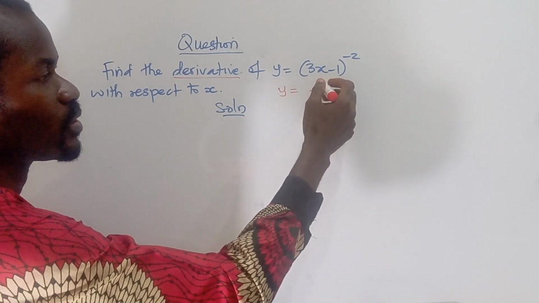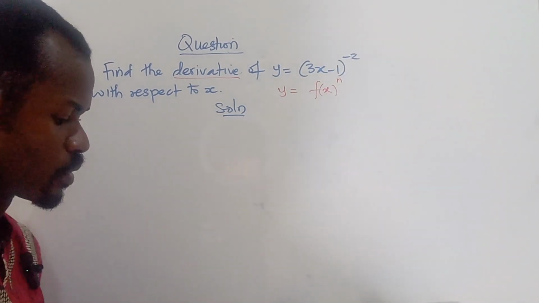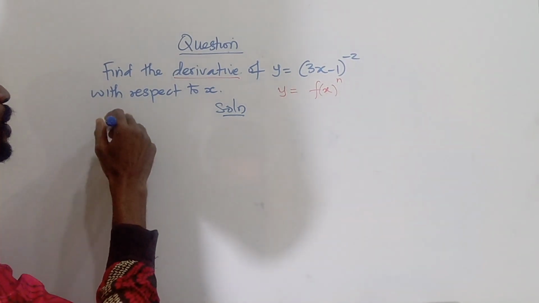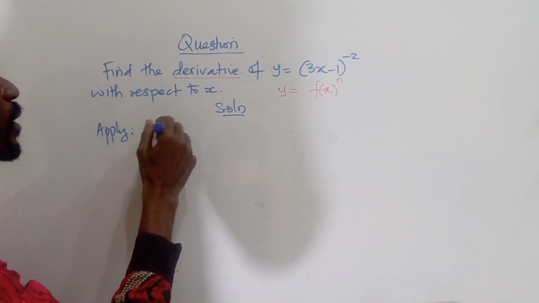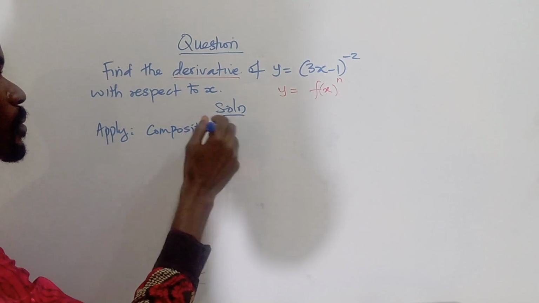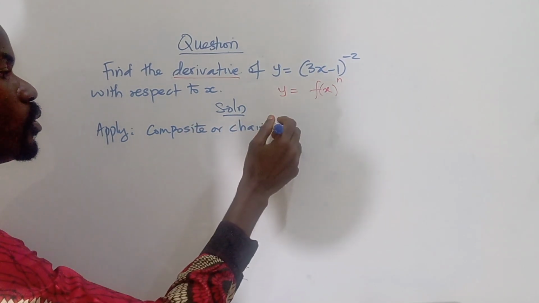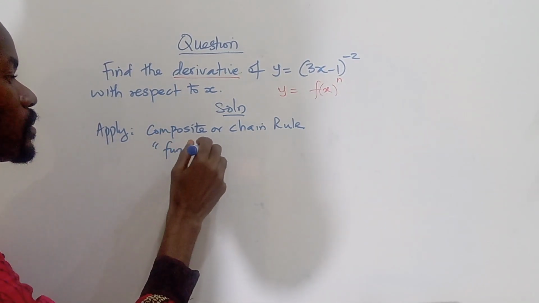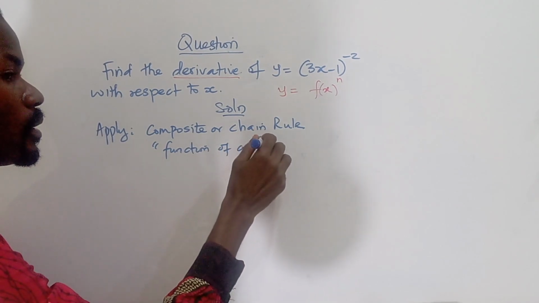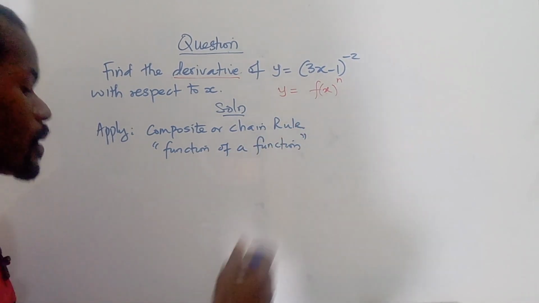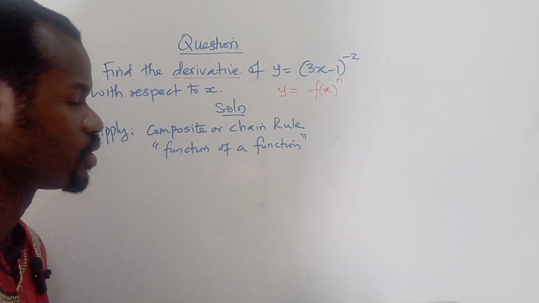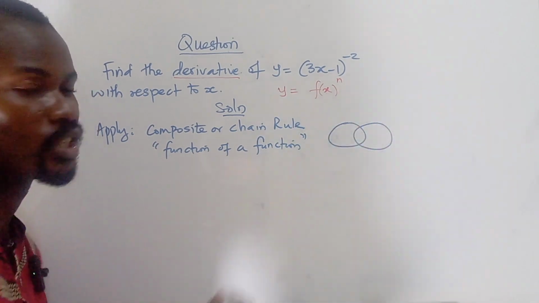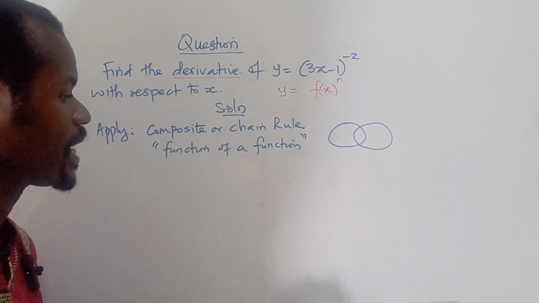But this function of x, you can see that it has a power. So, having identified this, it means we are going to apply what we call the composite function, or the chain rule, the function of a function. What do I mean by chain or compound? It means we have a function connected to another function. Now let's see how we can connect.